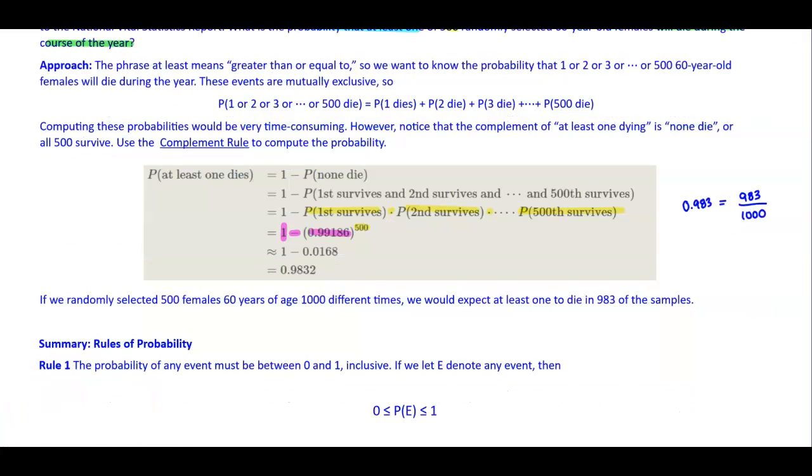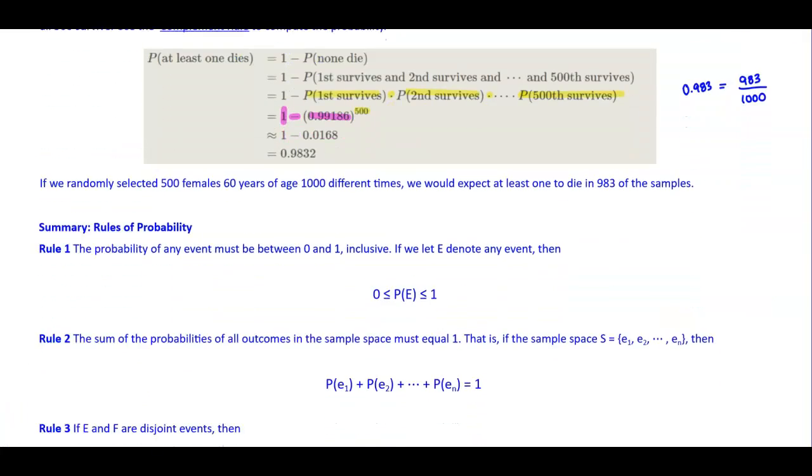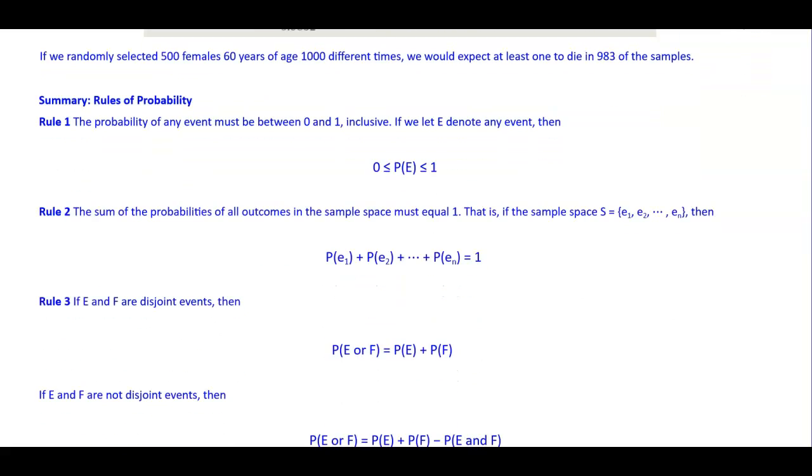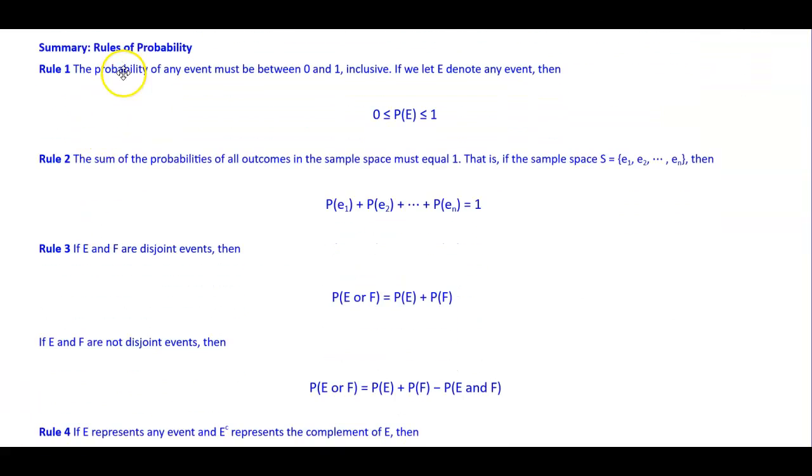Now let's take a look at the summary, meaning the rules of probability that we've dealt with. Rule number 1, the probability of an event must be between 0 and 1 inclusive. That means if we let E denote any event, then the probability of event E must be between 0 and 1 inclusive. Rule 2, the sum of the probabilities of all outcomes in the sample space must equal 1. That is, if the sample space is all these events, then the probabilities of each event, when added together, should equal 1.